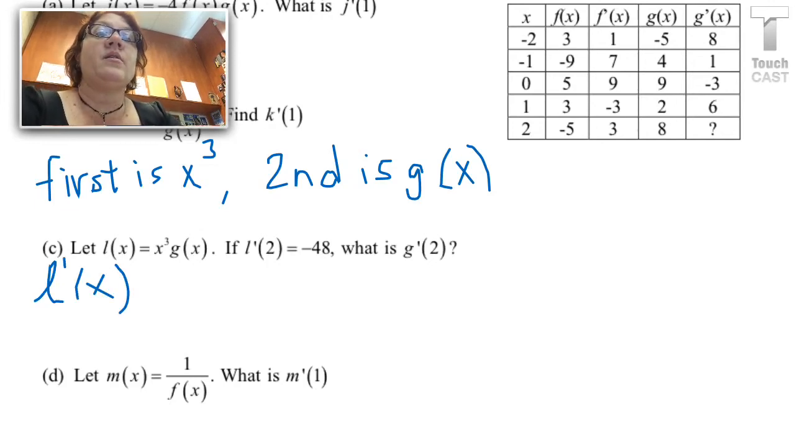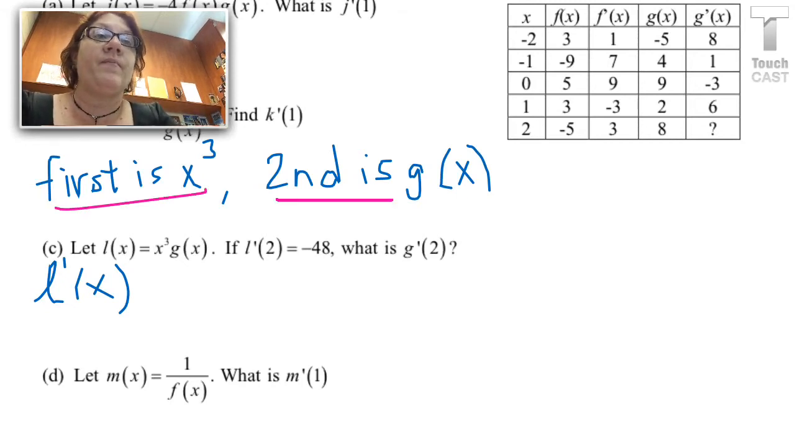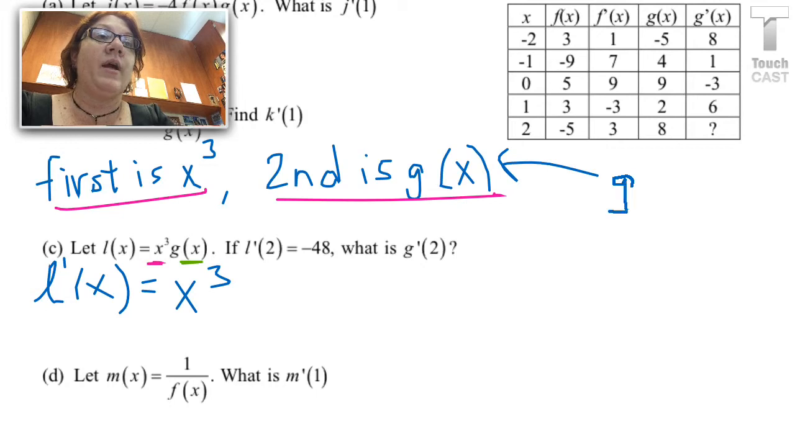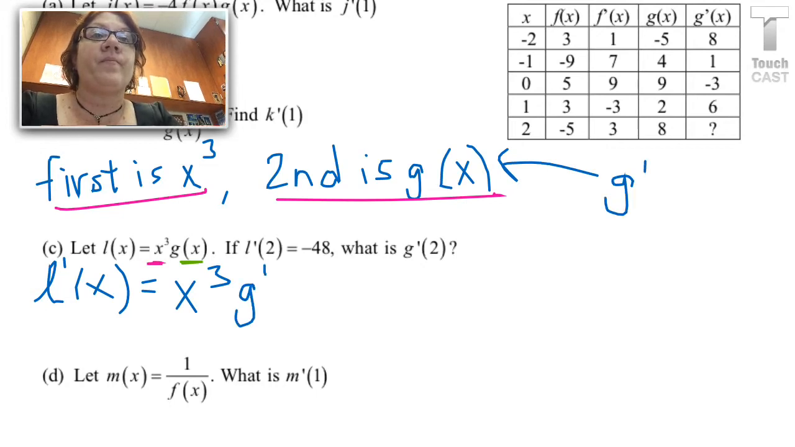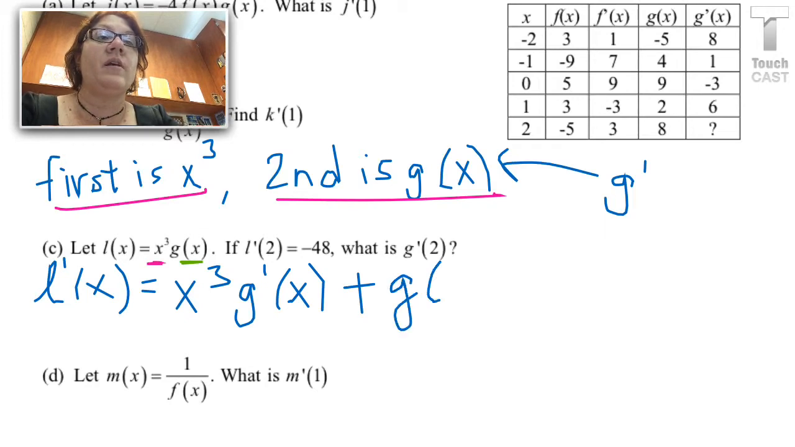Okay, so on this next one, I have to find L prime of x. And since I see that it's a product, I wrote up here at the top so that I could keep them straight. The first part is x cubed and the second part is g of x. So I'm going to do first, x cubed, times the derivative of the second, which would be g prime, plus second, which is just g of x, times the derivative of the first, which is 3x squared.